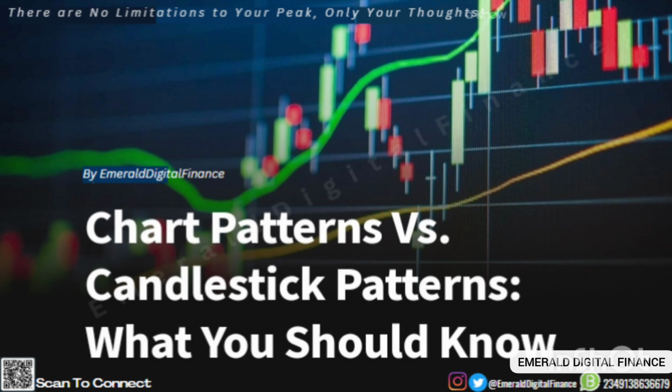Like in the bullish candlestick patterns, we have the hammer, the bullish engulfing, the morning star, and so many more. We won't be going into that. Also in the bearish, we have the bearish engulfing candlestick, the hanging man, the shooting star, and so on. Those are basically some of the very popular candlestick patterns that we know in the trading system.